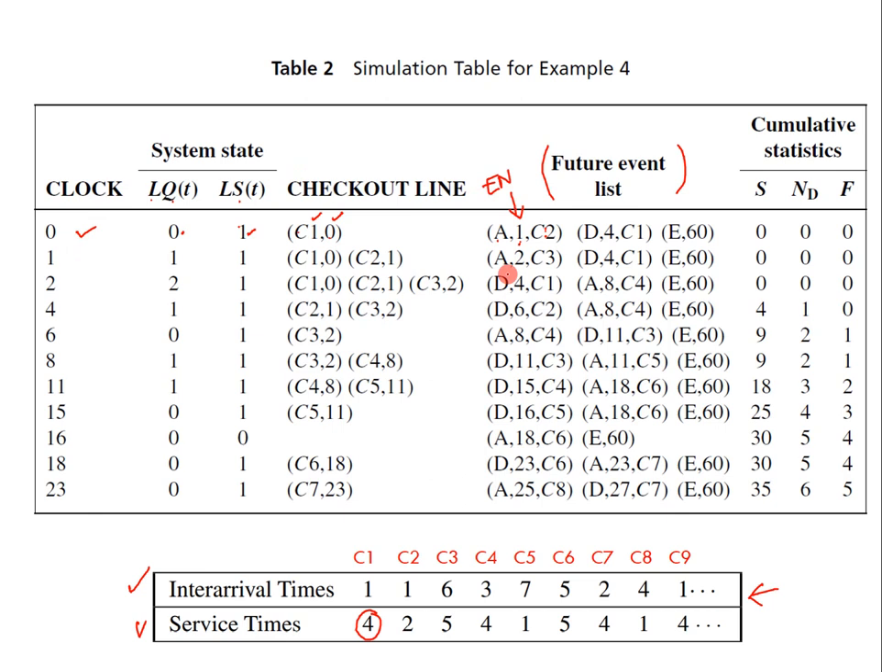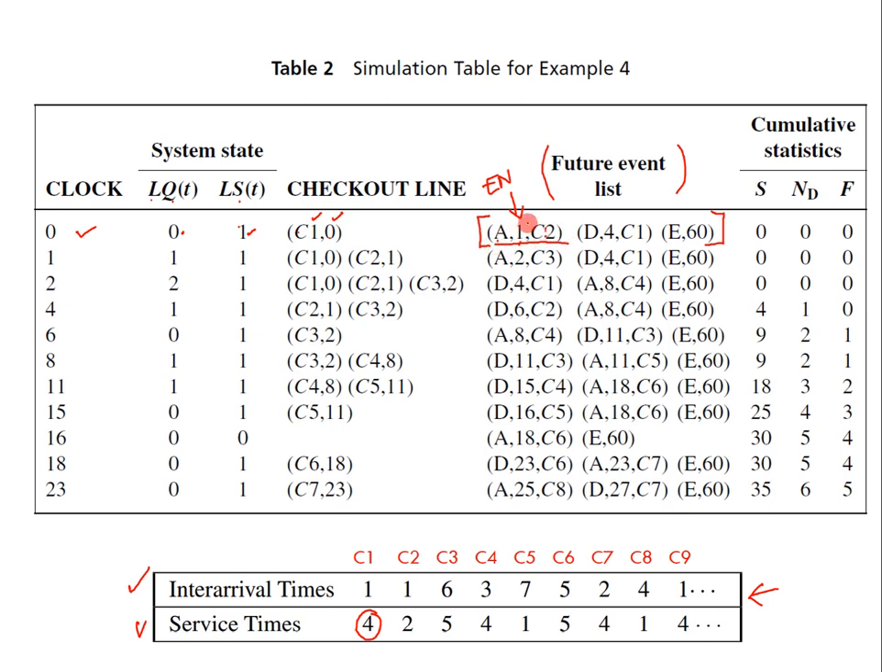Remember that we only advance to the next step at discrete points in time. So the next step will be based on this future event list. We look at which event, based on the event notices here, will occur first among these three event notices. Which will occur first? Of course, the arrival of customer 1, right?